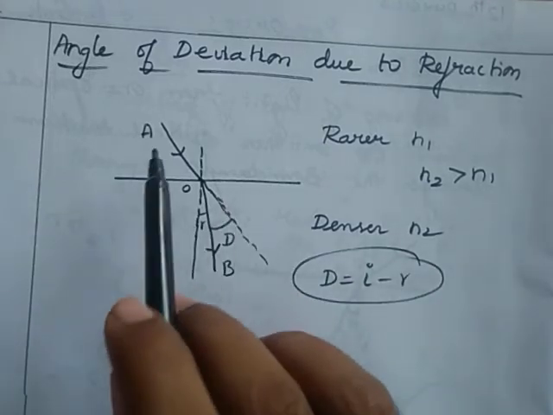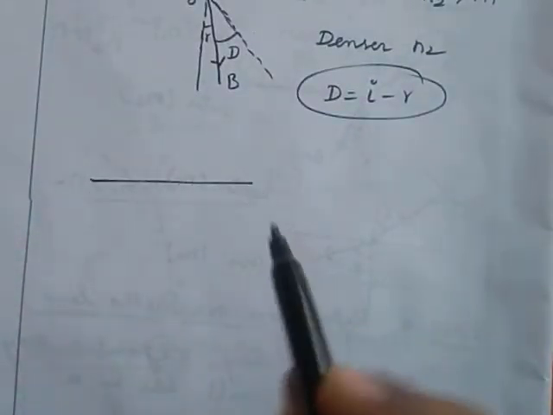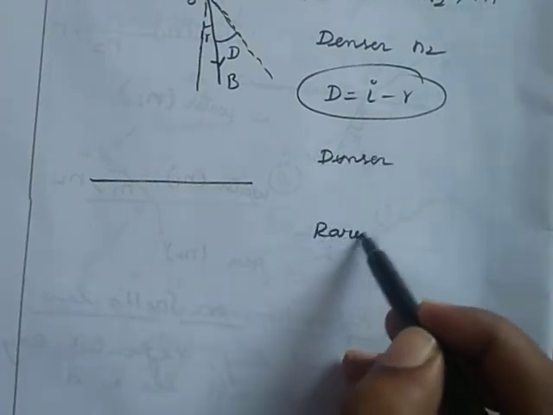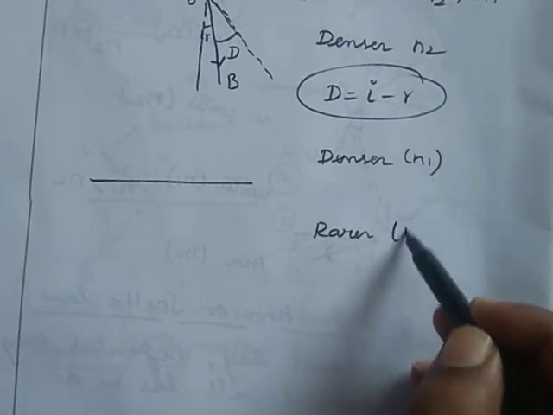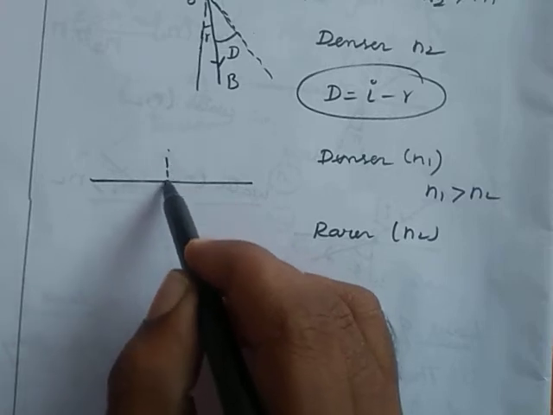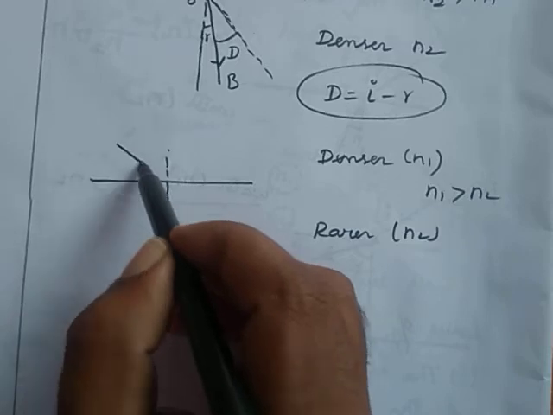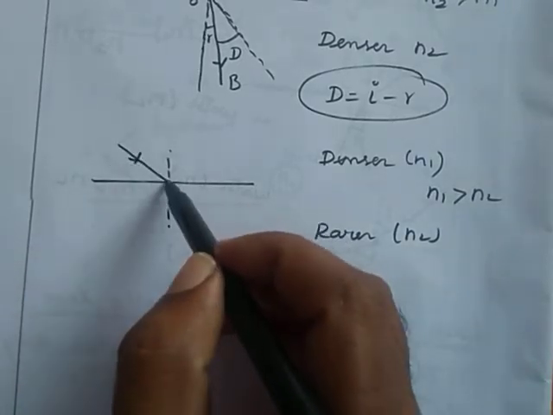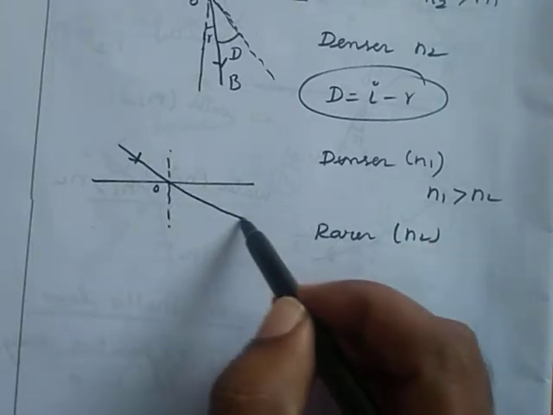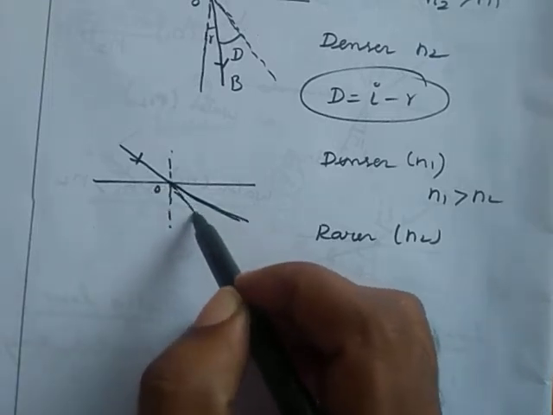For the case the light comes from rarer to denser medium. Suppose the light comes from denser to rarer medium. Here it is n1, it is n2, n1 is greater than n2. Here it is a normal. A ray of light is coming in this direction. At the point O, as it comes from denser to rarer medium, it will bend away from the normal. Its actual path is this one only.